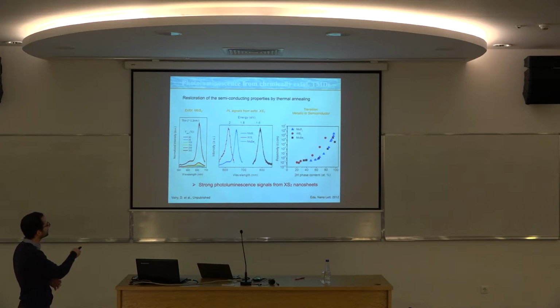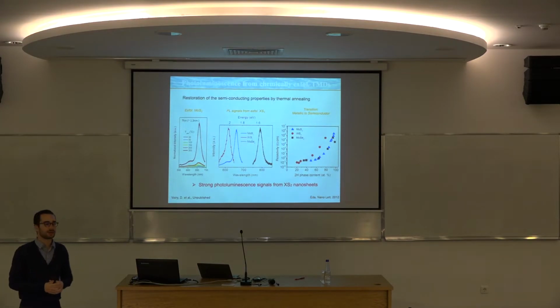photoluminescence. And this is what we measure experimentally. So this is just for MoS2 as a function of the temperature. You see in the beginning the same film is not showing any PL. As you increase the temperature, and especially after 300 degrees, then the PL is fully restored, because we go from metallic to semiconducting material.